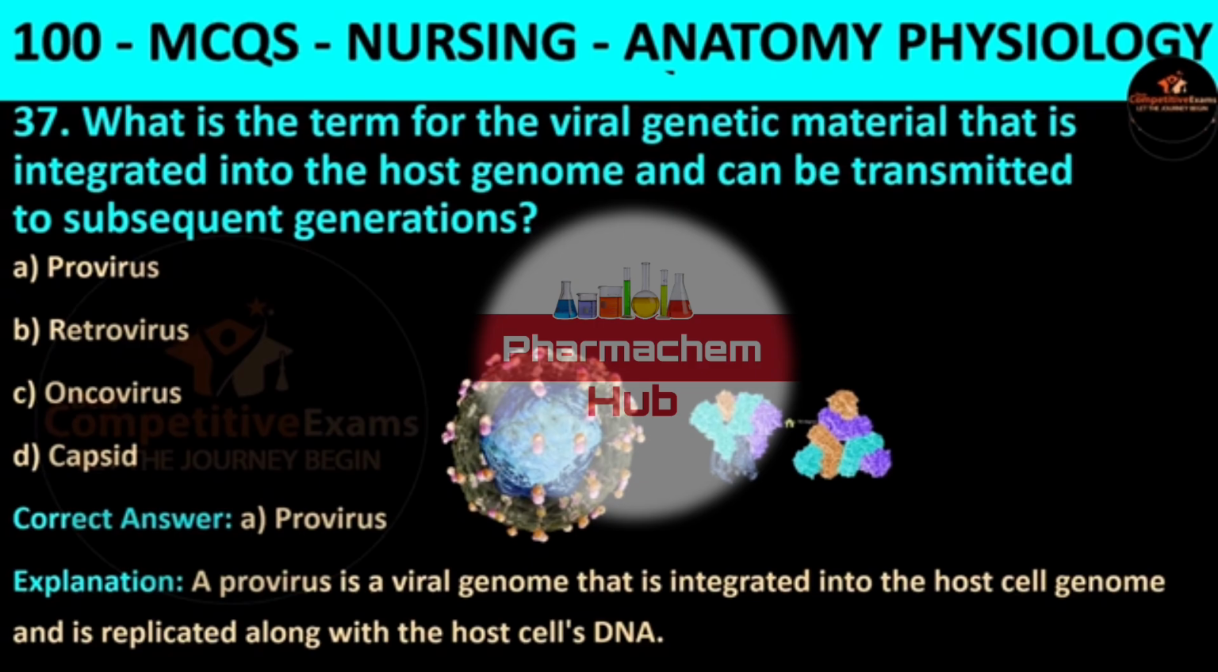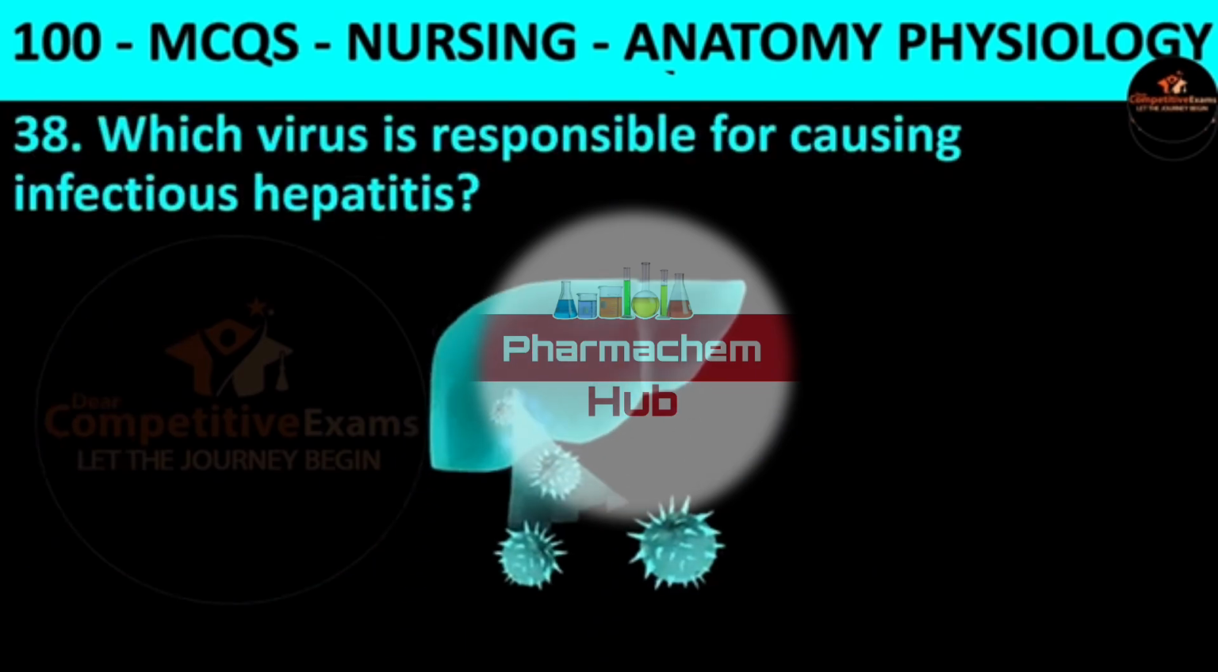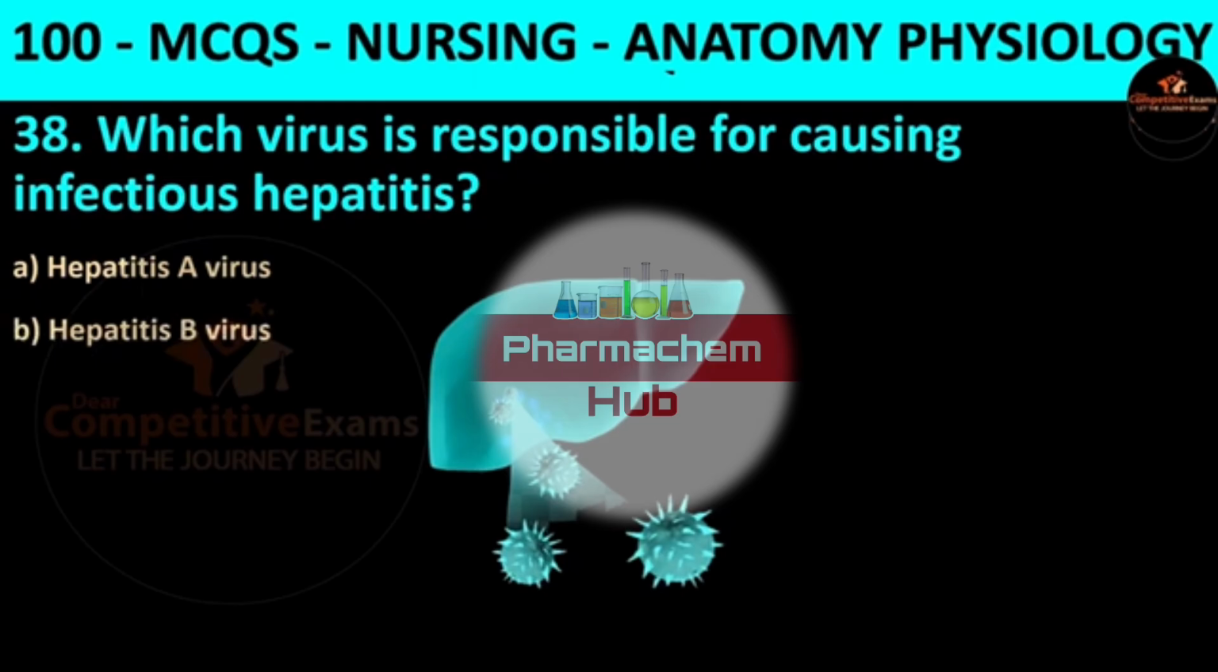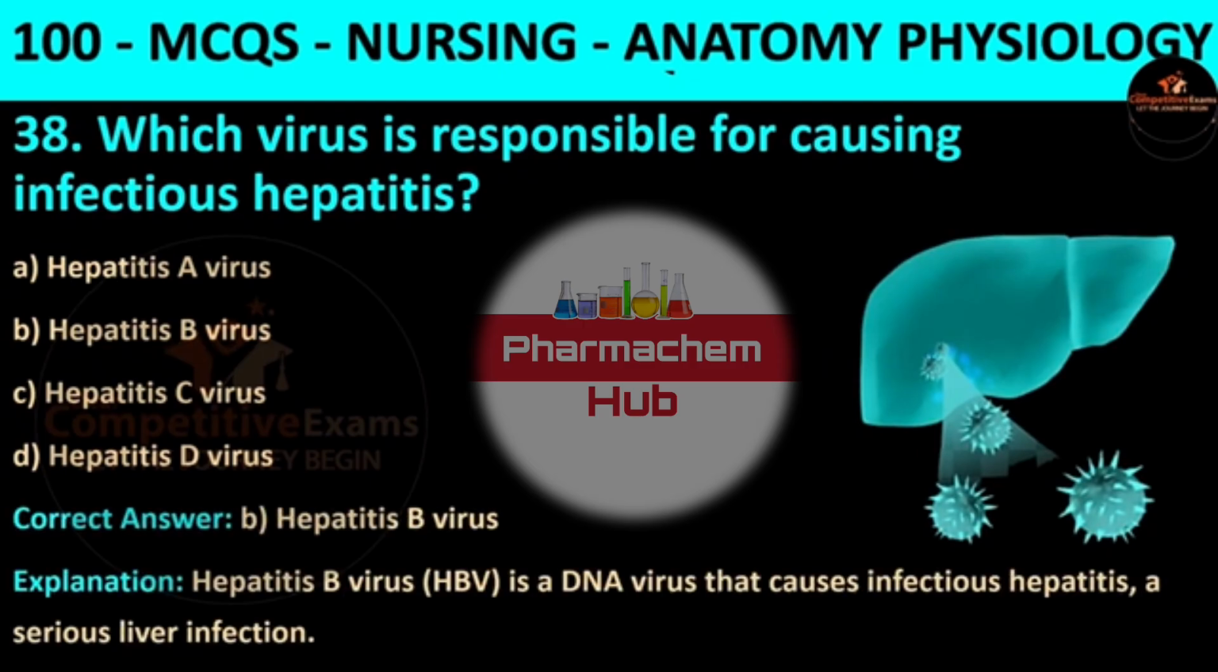host cell's DNA. Question number 38. Which virus is responsible for causing infectious hepatitis? Your options are hepatitis A virus, hepatitis B virus, hepatitis C virus, or hepatitis D virus. The correct answer is B, that is hepatitis B virus. Hepatitis B virus, HBV, is a DNA virus that causes infectious hepatitis, a serious liver infection.